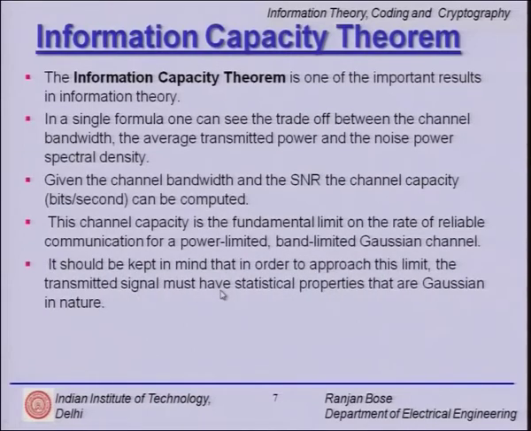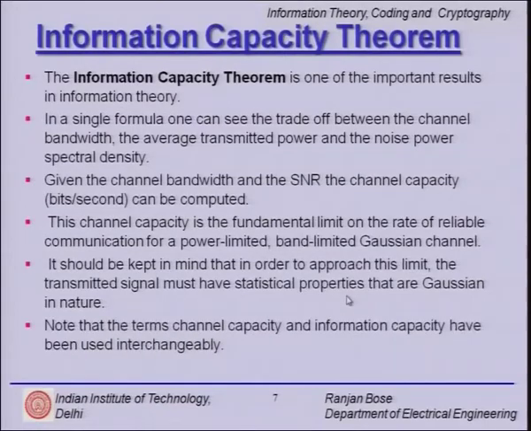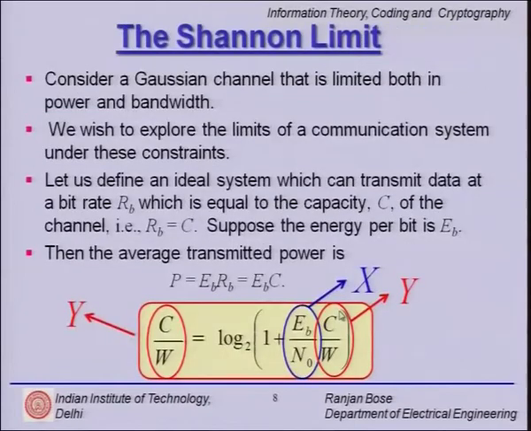So, as I mentioned, in order to achieve capacity for a Gaussian channel, the signal transmitted should have statistical properties which are Gaussian in nature. And so far we have used channel capacity and information capacity interchangeably. Now, we have a very interesting outcome of this information capacity theorem, which is the Shannon limit, and if you rewrite the capacity theorem with C is equal to W log to the base 2 of 1 plus P.